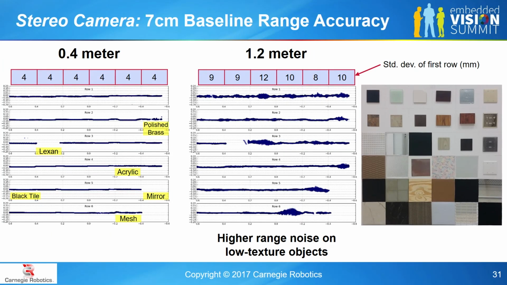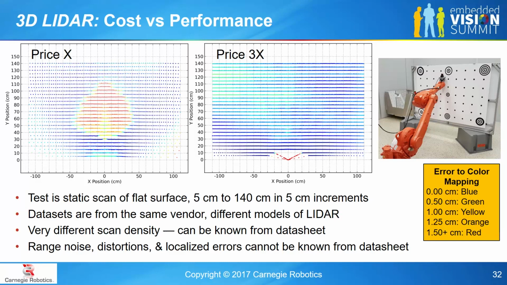In comparison, stereo doesn't have that kind of ambient IR issue, but it does have variable accuracy with range. You see here as we pull back the 7 centimeter baseline stereo from 0.5 meter to 1.2 meters, that there's more range on lower texture targets. It becomes harder and harder for the stereo camera to resolve accurately. But you're still getting range, it's just more and more inaccurate.